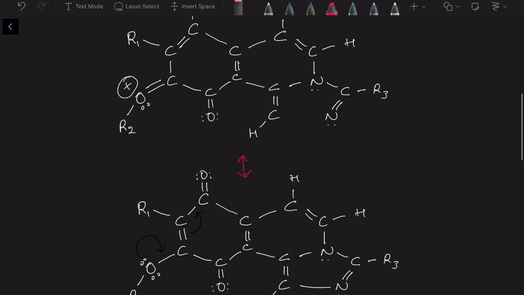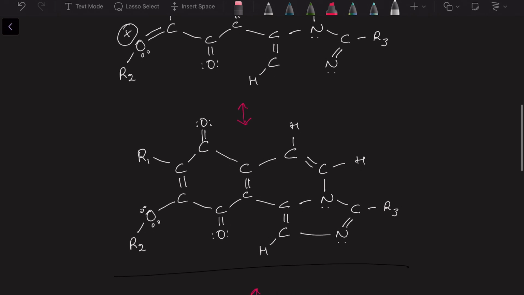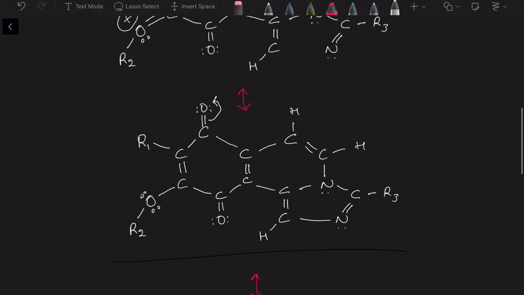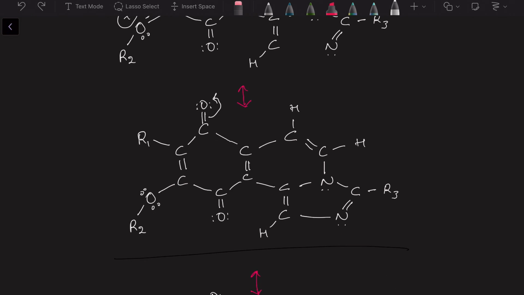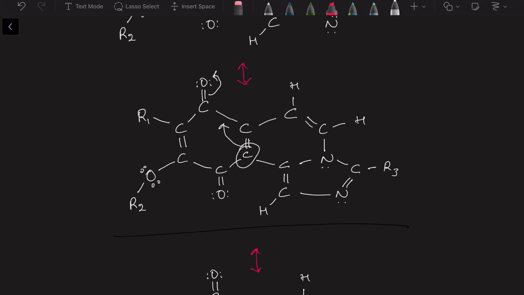Now let's look at another structure. The second resonance structure also follows the same footsteps of the double bond being broken between carbon and oxygen, forming a lone pair. This causes this carbon to only have 3 bonds around it, or 6 electrons. So the double bond between these 2 carbons will be broken and will be transferred between these 2 carbons. So that would be here. That's the electron movement.